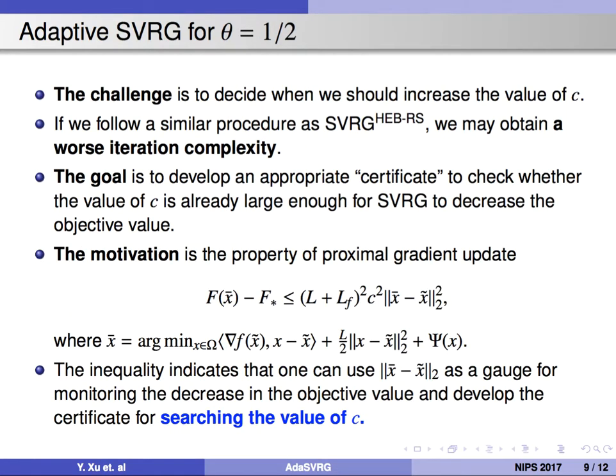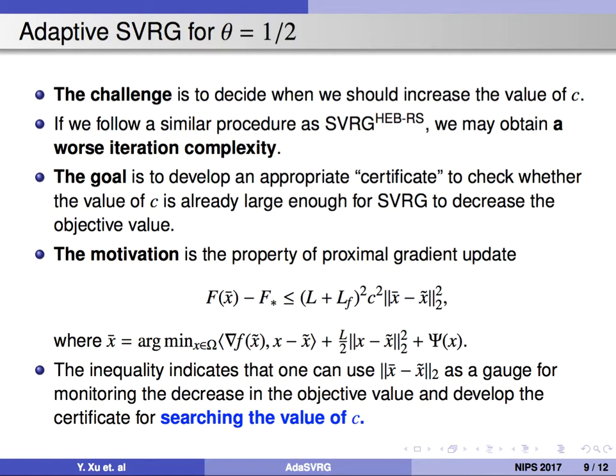We then consider the case of the quadratic error bound. For this case, we may consider starting with a small value for C and then increasing its value by a constant factor in order to increase the value of T1. But the challenge is when we should increase the value of C. If we follow a similar procedure as SVRG-HEB-RS, we may obtain a worse iteration complexity.